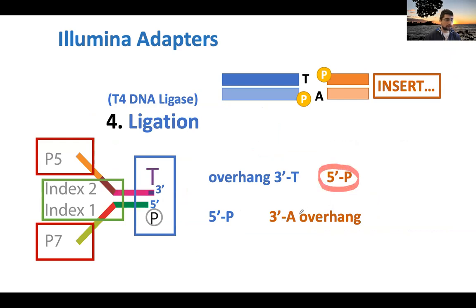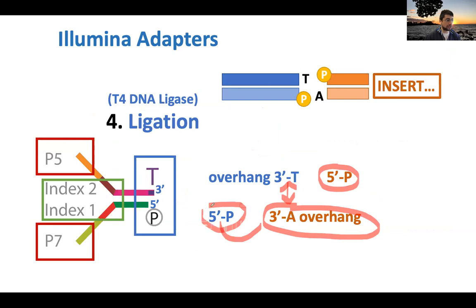Okay, so your insert needs to have a 3' A overhang. This will basically match the 3' T overhang. However, in order to complete the ligation, you need the phosphorylation on the 5' end. You have the 5' phosphorylation on the adapter already. You need the 5' phosphorylation on your insert as well in order to bind these two fragments. So these are the two conditions that we need in order to make our fragmented insert compatible with the ligation part of our Illumina adapters.